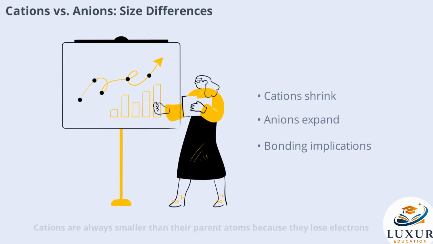Cations are always smaller than their parent atoms because they lose electrons, reducing electron-electron repulsion. Anions, on the other hand, are larger due to the addition of electrons, which increases repulsion and expands the electron cloud. This fundamental difference is crucial in understanding ionic bonding and the structure of compounds.